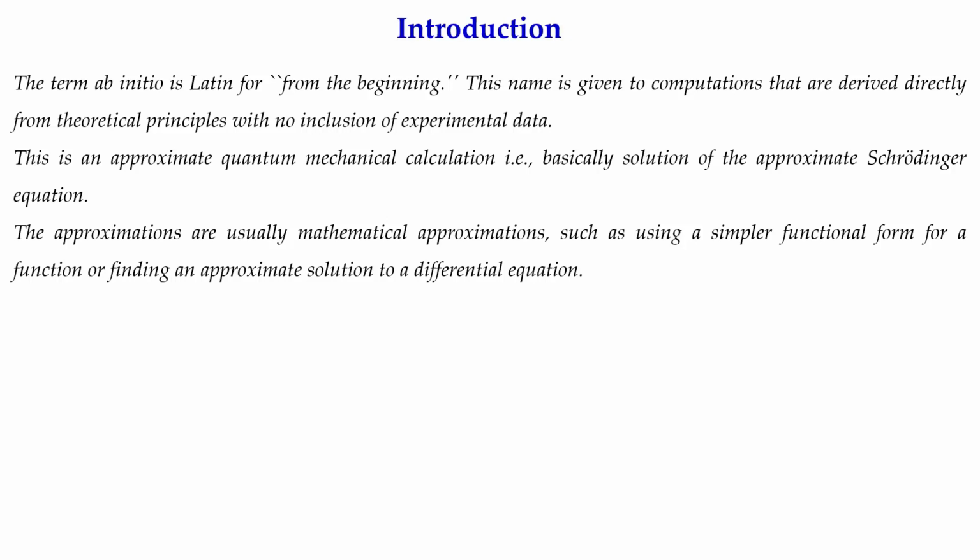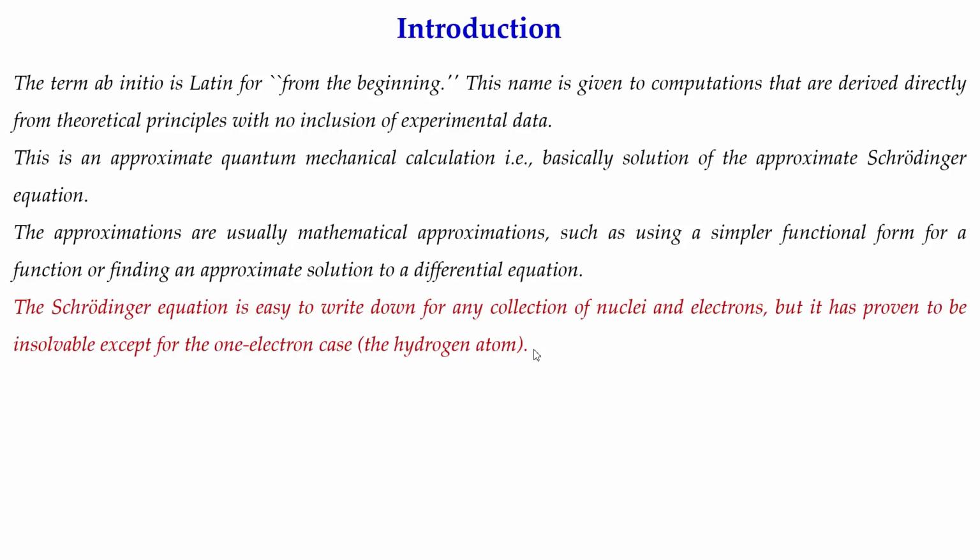This method is just to solve the Schrodinger equation approximately, because we cannot solve it exactly. So what types of mathematical approximations can we take? This is just a method. We can take a simpler functional form for a function to find an approximate solution to a differential equation. There can be any type of form, which we will discuss one by one.